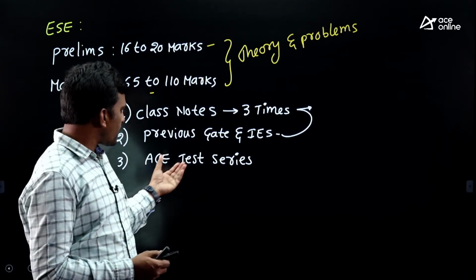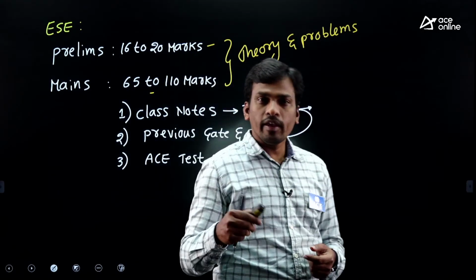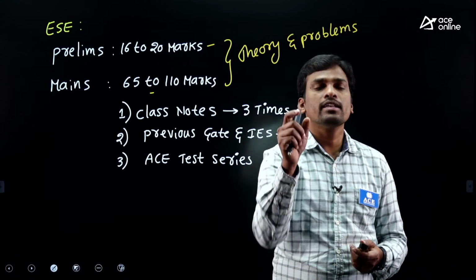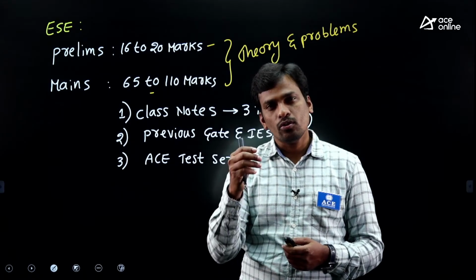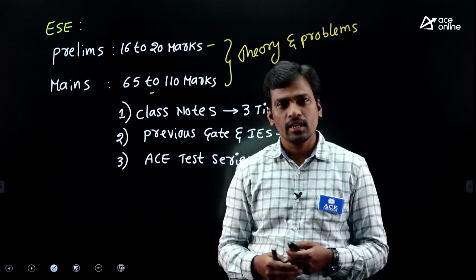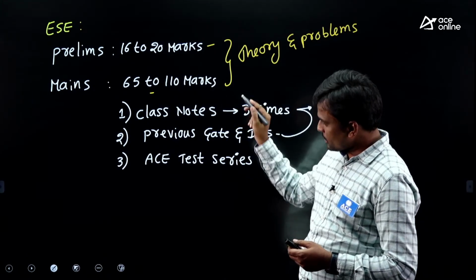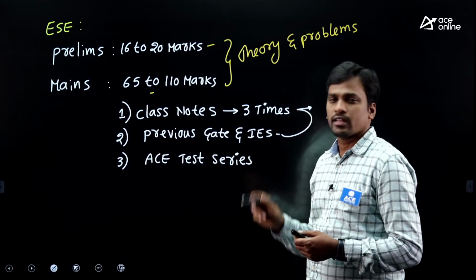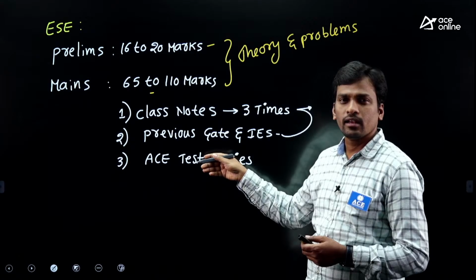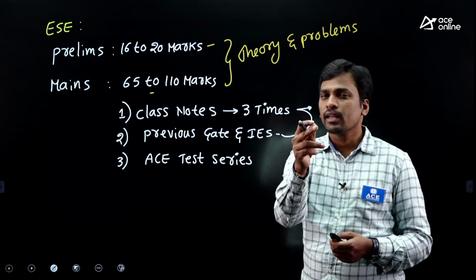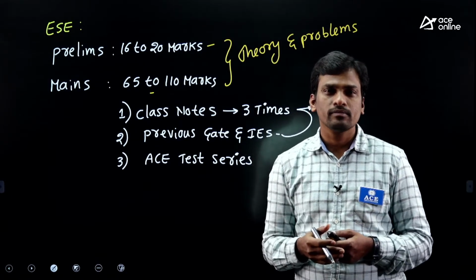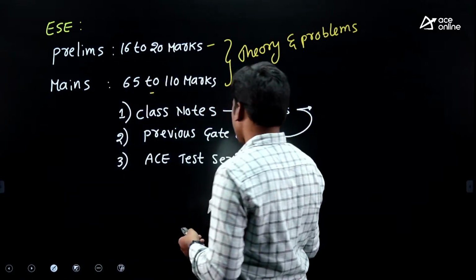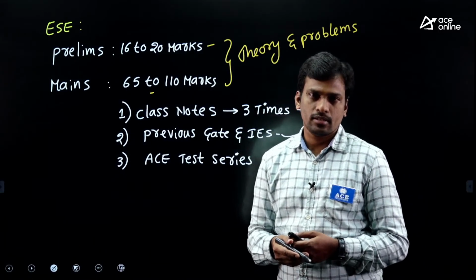Then if you write the ACE test series now, you will know where you are making mistakes, and the same mistakes you never repeat in the examination. So I suggest make more mistakes while revising class notes, solving previous GATE and IES and the ACE test series. And whatever mistakes you make here, you never repeat them in the examination. Yes, we need that only, yes or no? Right.